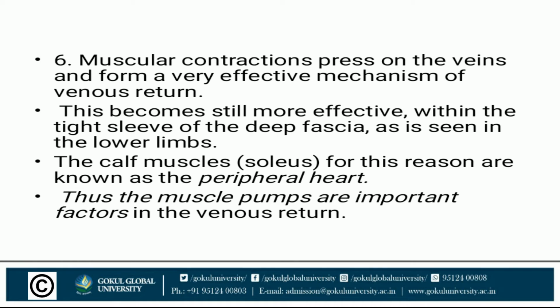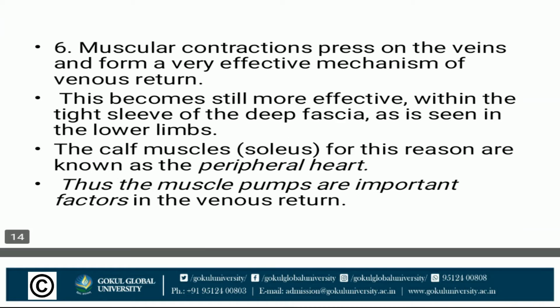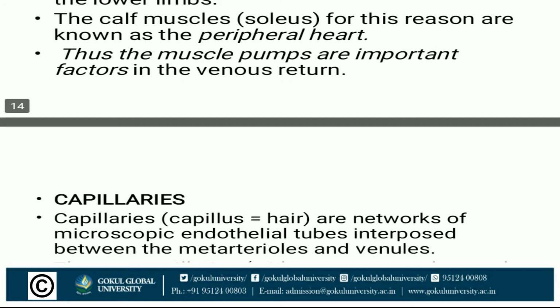Muscular contraction presses on the veins and forms a very effective mechanism of venous return. This becomes still more effective within the tight sleeve of the deep fascia, as seen in the lower limbs, that we have discussed. The calf muscles for this reason are known as the peripheral heart. Soleus is also termed the peripheral heart. Thus the muscle pumps are important factors in venous return.